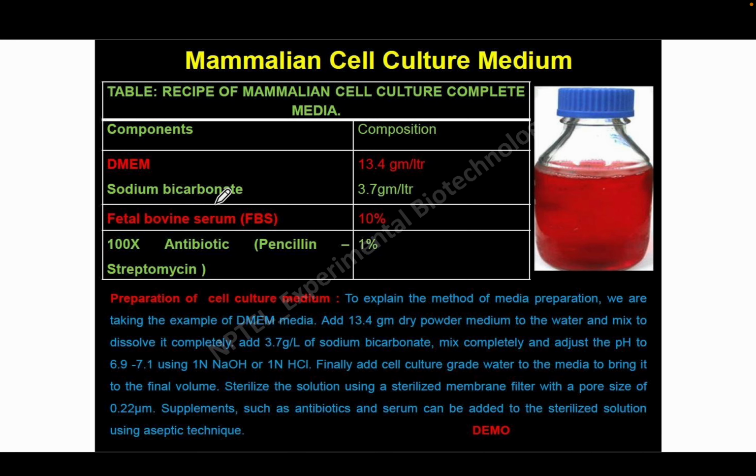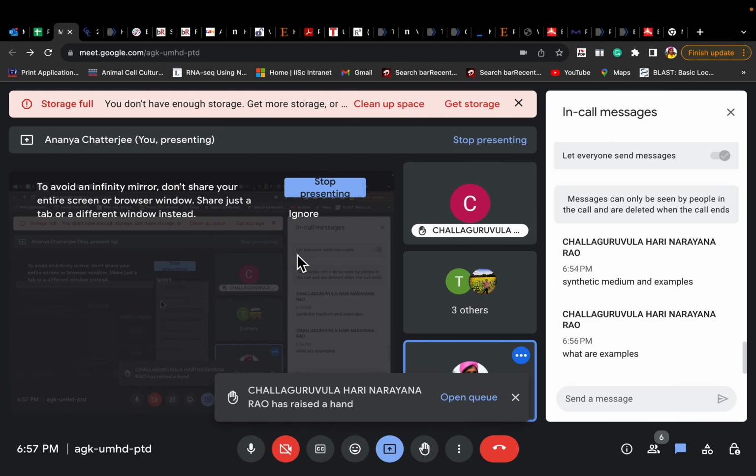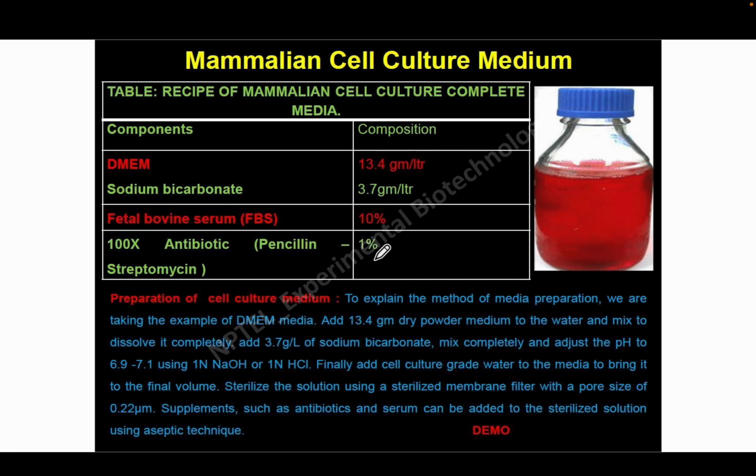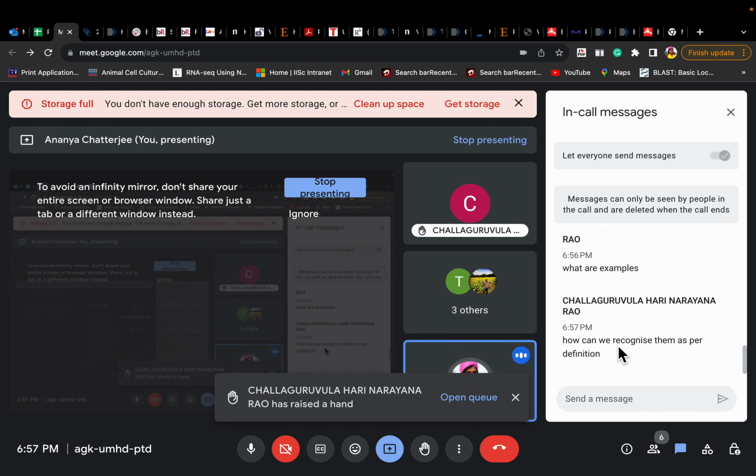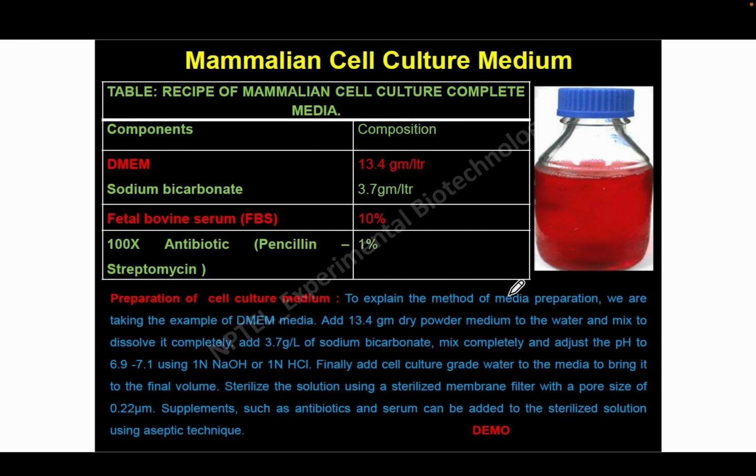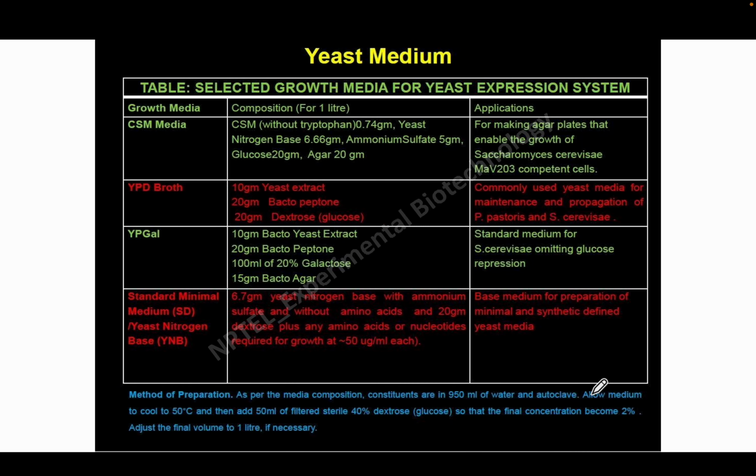You have to name the media as an example. MEM will be a synthetic media, then RPMI, MEM alpha, RPMI, these are the examples. How can we recognize them as per the definition? I'm not sure about your question, what you are asking.